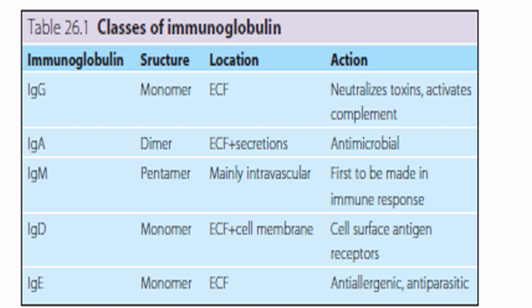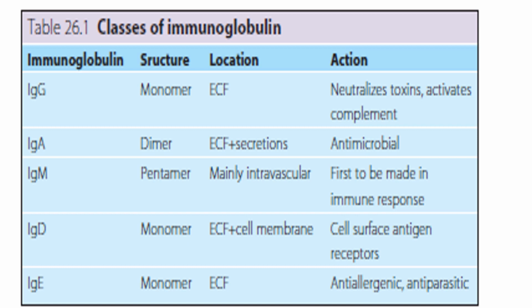As far as the structure of IgA is concerned, it is a dimer, and it is present not only in the extracellular fluid but also in various mucous secretions, and it has antibacterial activity. Immunoglobulin M has the most complex structure, comprised of 5 units. It is a pentamer, mainly present intravascularly, and it is the first antibody produced by the body in response to infection.